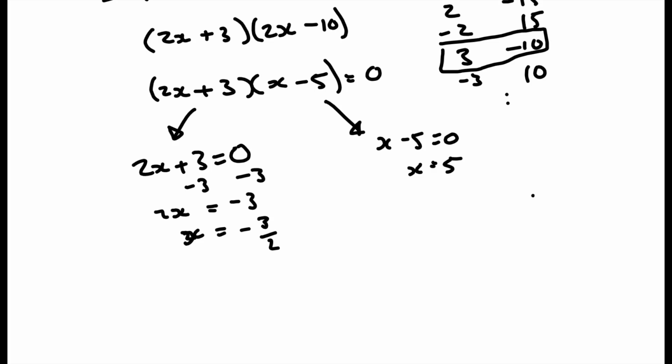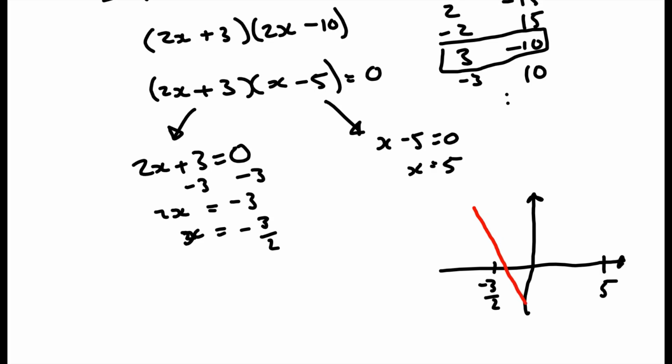Now, if we plot those or sketch those on a graph, we've got positive 5 and negative 3 over 2, and my quadratic is positive. And pretend that line is there. So it looks a bit like this.